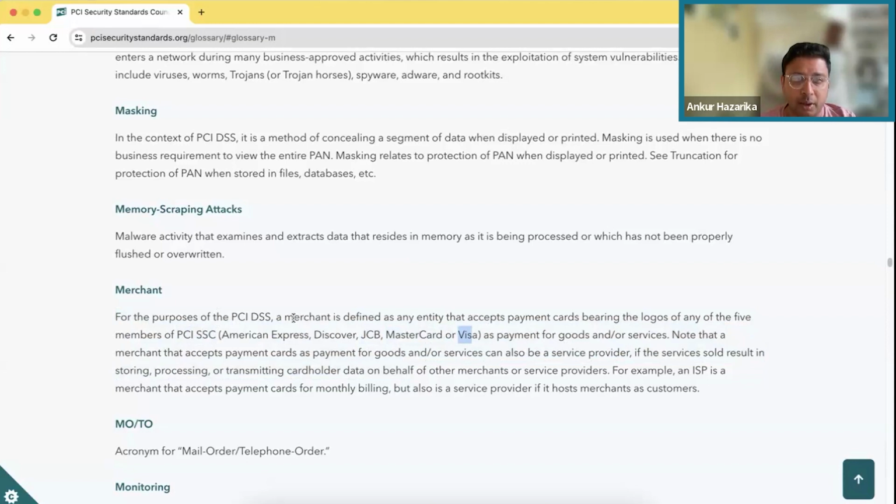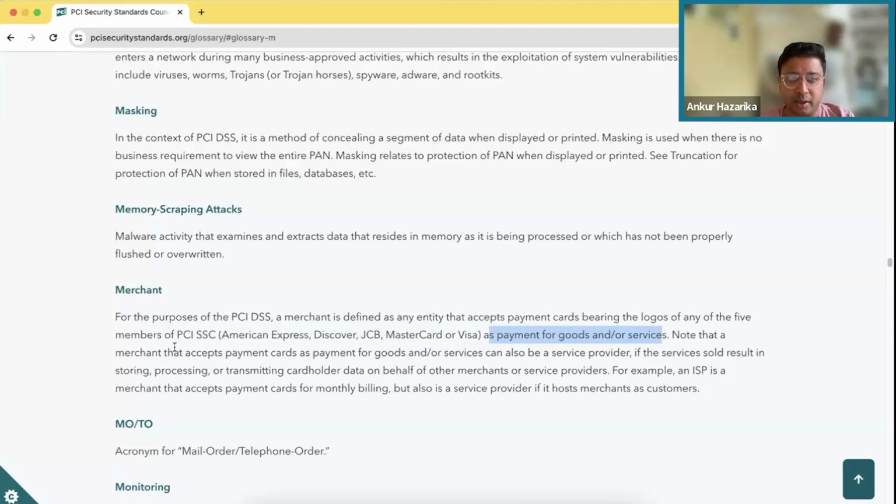So again, a merchant is defined as any entity that accepts payment cards, and those payment cards could be debit cards or credit cards issued by any of these card brands, as mentioned in one of my earlier videos, as payment for goods and/or services. Those could be physical goods, or services like online hotels, online taxi booking services, or online reservation systems for restaurants, for example. So it could be anything.